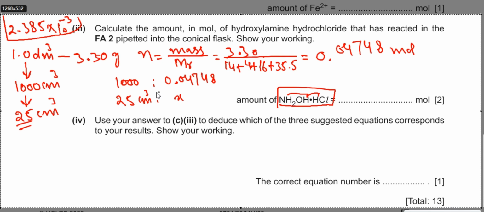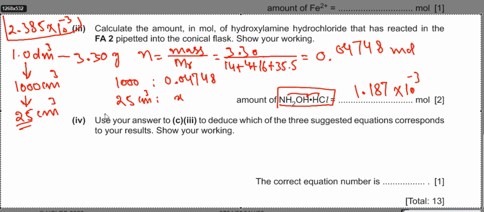So x cross multiply and then divide by 1000. So I'm multiplying my answer, the whole answer which is on my calculator screen. I multiply it with the 25 and dividing by 1000. Remember why I'm doing this. So the final answer, let me write first, 1.187. So I'm taking it 1.187 times 10 to the power minus 3.